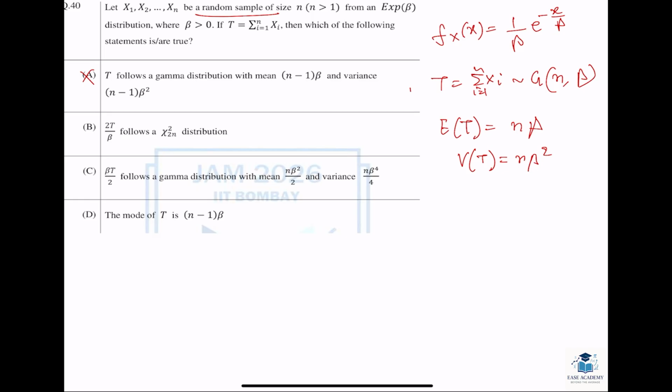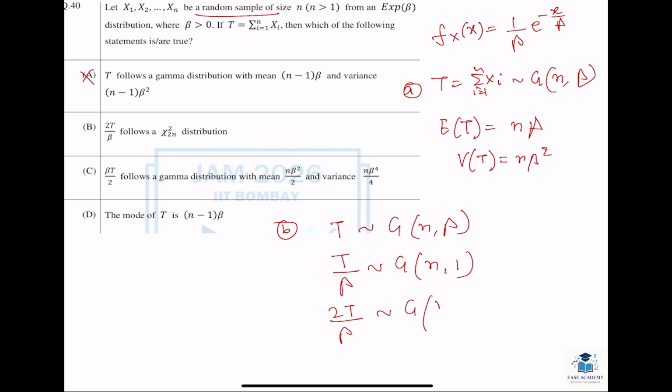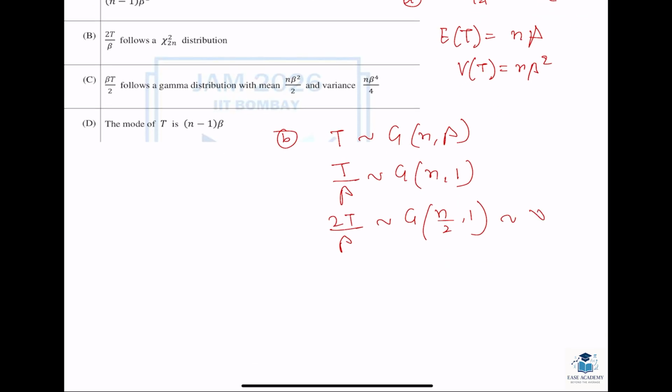So now this is for A. Now check B. Since T follows gamma n comma beta, then T by beta would be gamma n comma 1, and 2T by beta would be gamma n by 2 comma 1. That is nothing but chi square 2n. We can easily prove by transformation.